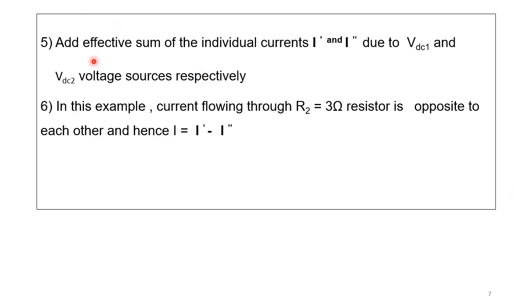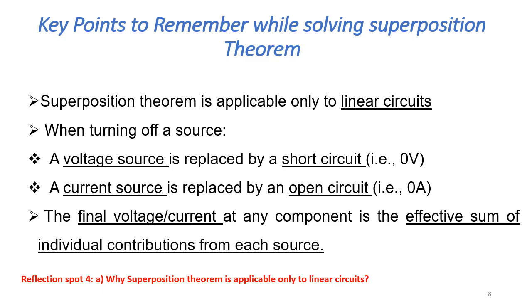Then add the effective sum of individual currents I dash and I double dash due to VDC1 and VDC2 voltage sources respectively. In this example, the currents flowing through this 3 ohm resistor are opposite to each other. Hence, total current I will be equal to I dash minus I double dash. So, what are the key points to remember while solving using superposition theorem?